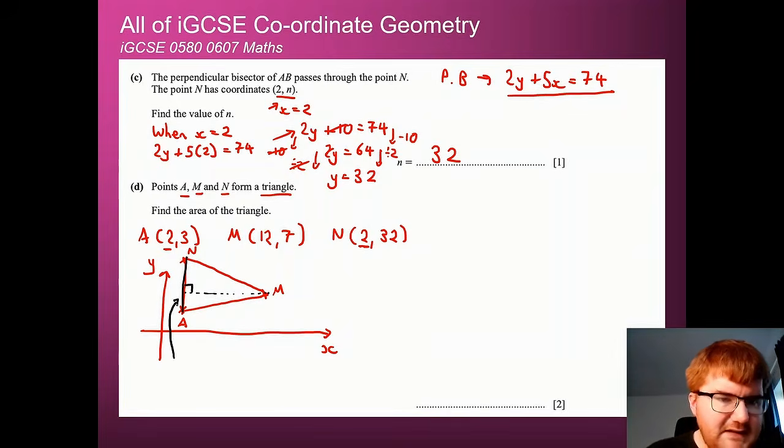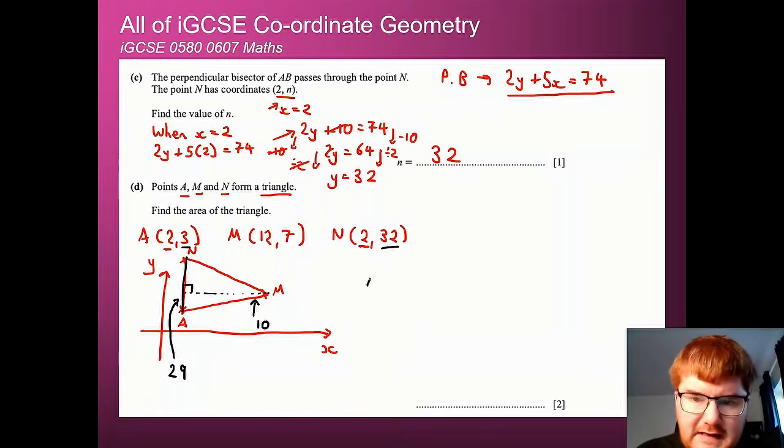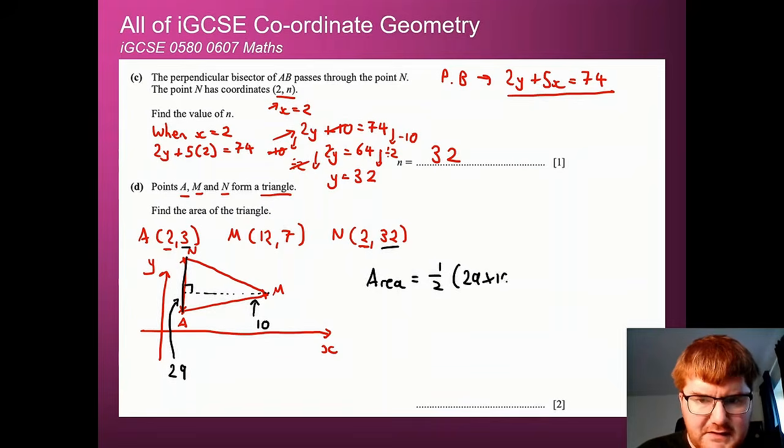So our base is going to be the difference between 3 and 32. So that's going to be 29. This perpendicular height of it, well, it's going to go from 2 and it's going to go all the way to 12. So that's going to be 10. And that's all we need here. So in order to work out the area of the triangle, we're going to do a half times 29 times 10. So again, we can do that on the calculator if you so wish.